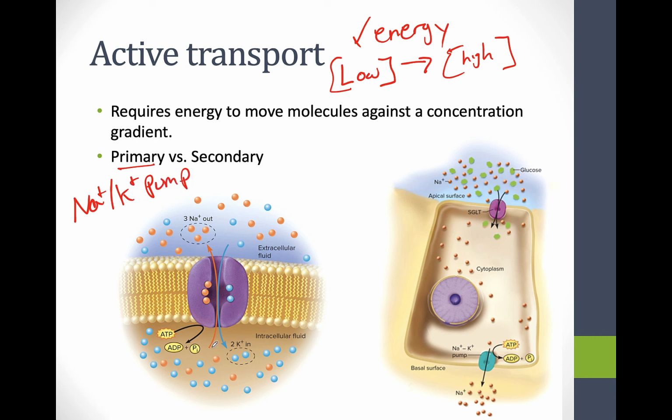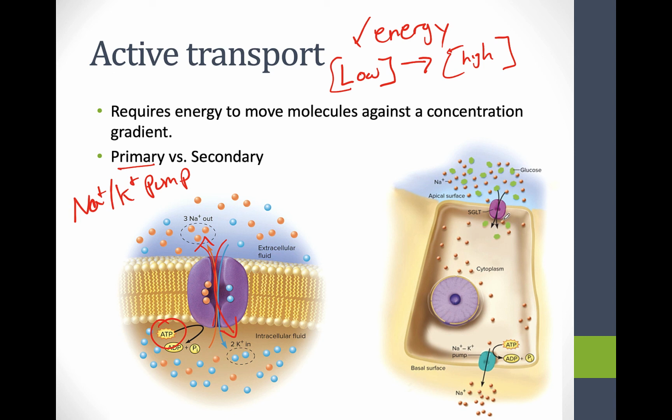So what this does is it moves 3 sodium ions out of the cell, and it moves 2 potassium ions into the cell. Notice that we're going from few potassiums to many potassiums. That's going against a gradient. We're going from few sodiums to many sodiums. That's going against the gradient. This requires, there it is, ATP.